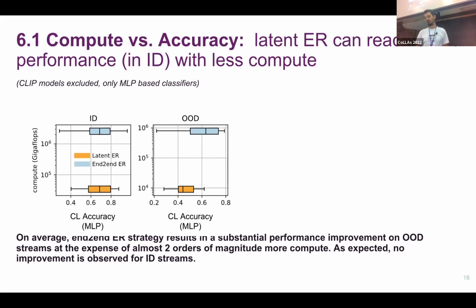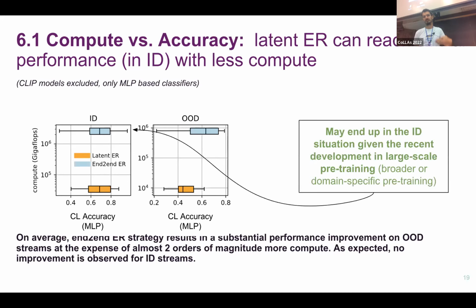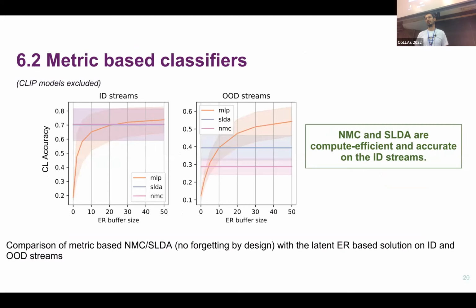One possible conclusion from this is that as these foundation models become better, we're more likely to end up in this in-distribution situation, where doing end-to-end continual learning is maybe not that useful in terms of accuracy, at least. And latent ER, of course, has much better compute properties. Driving this a bit more to the extreme, if you already have a good feature extractor, then there is really no need for continual learning anymore.